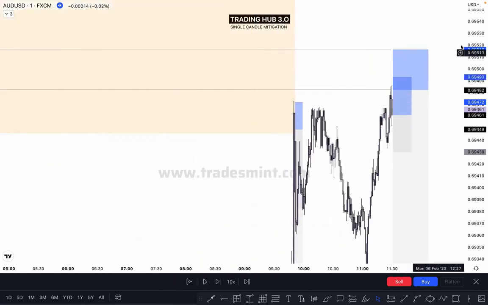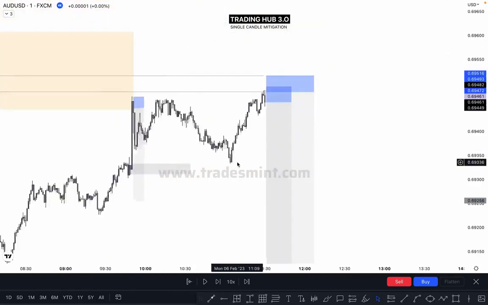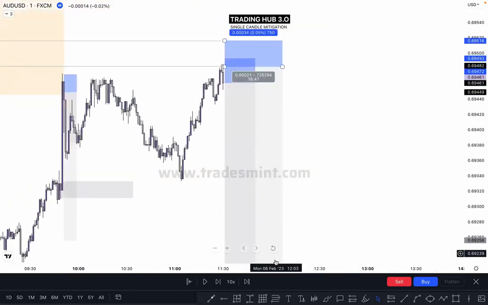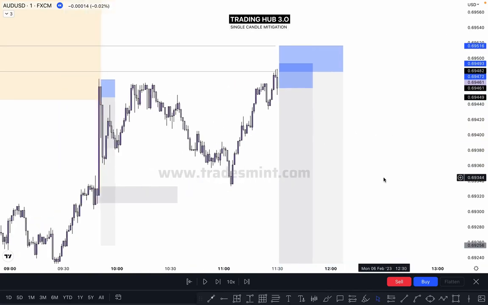But where is your target? Target is the same 15-minute measure low, which one is here, and break even point is when market breaks this low. When market breaks this low, then we can move your stop loss to break even point. Okay, let's see what happened next after this one.